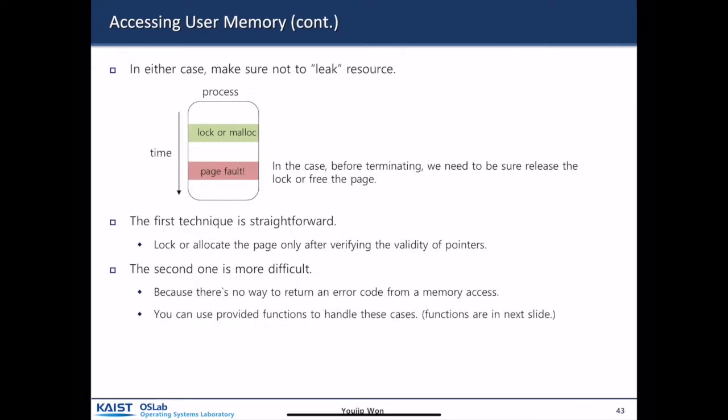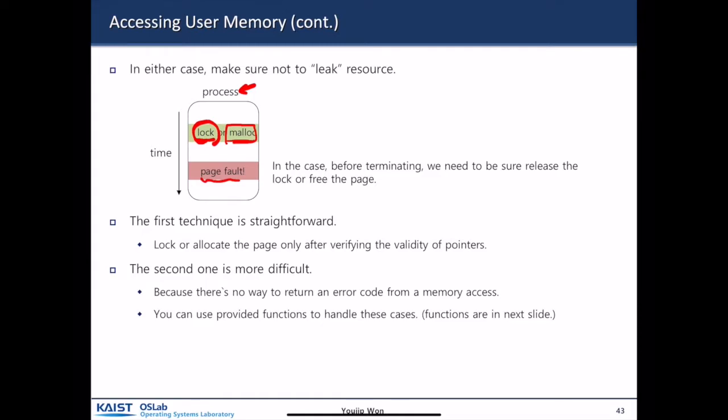Let's look at this example. A process can hold a lock or ask for malloc. And then in the course of performing malloc, a page fault occurs. Then the process dies, but the global variable lock is still held by the process. Or this process got a malloc, but it did not free it. So as a result, page fault may incur the leakage of the resources.